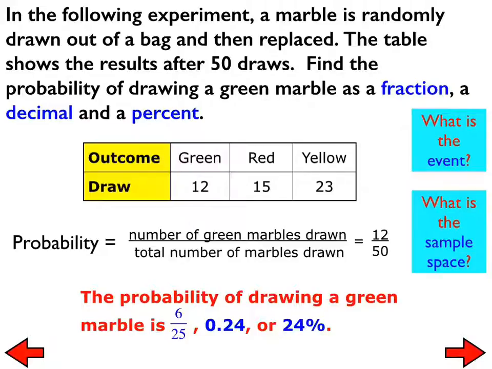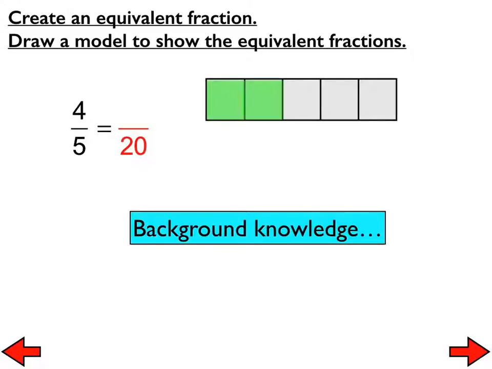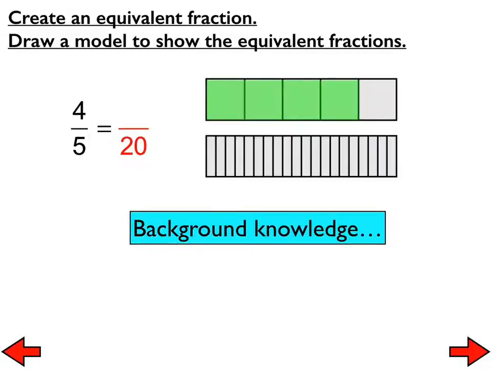All right, continuing on here. And this is background knowledge from several lessons ago where we would want to create an equivalent fraction. So if we had 4 out of 5 and we wanted to convert that to something out of 20, we did it with modeling, which obviously is the long way of getting there. We should be focusing more on mathematics here. That would be 16 out of 20. Okay? That's what we're about to do, creating equivalent fractions.